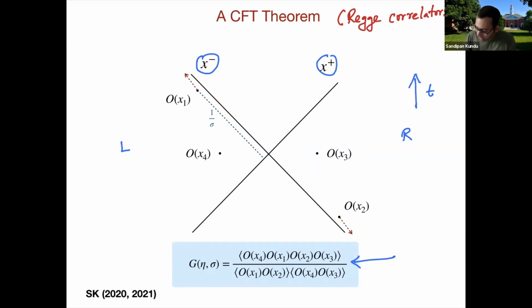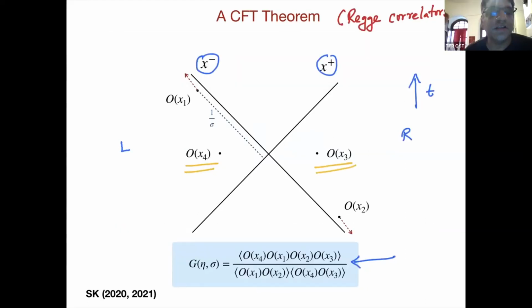Okay, so the Regge limit is taken in the following way. We keep these 2 operators fixed. We keep these 2 operators fixed. They are just somewhere on a spatial axis. Then we take O X1 and O X2.